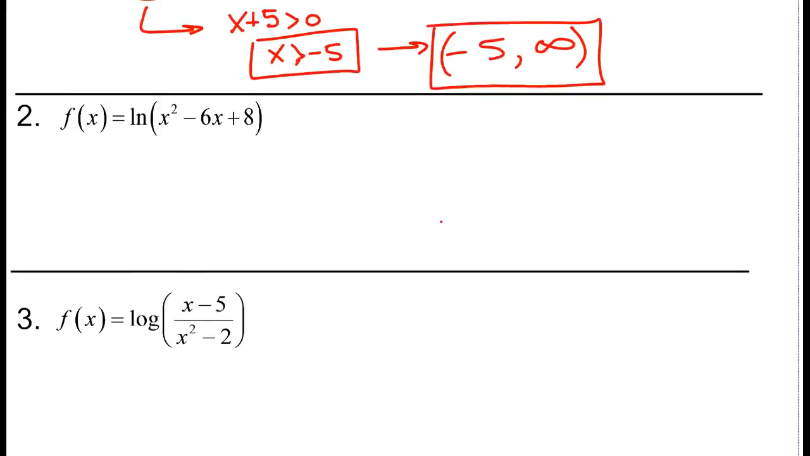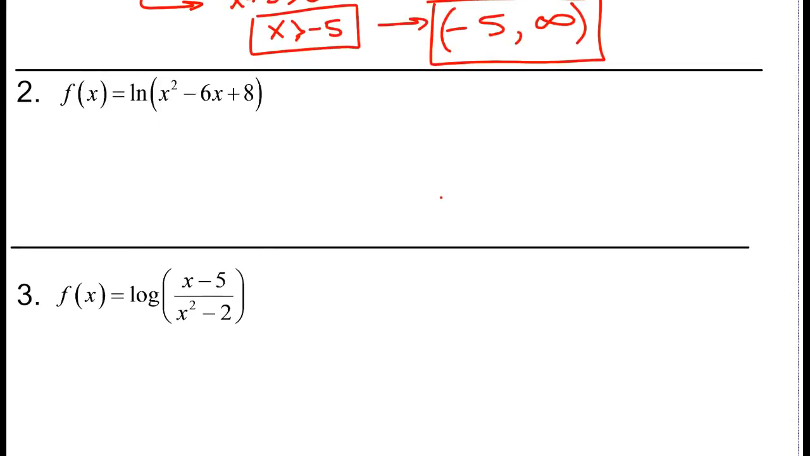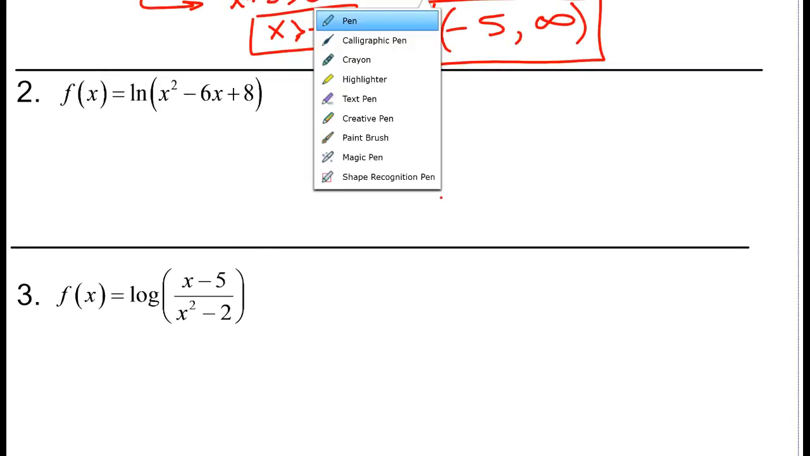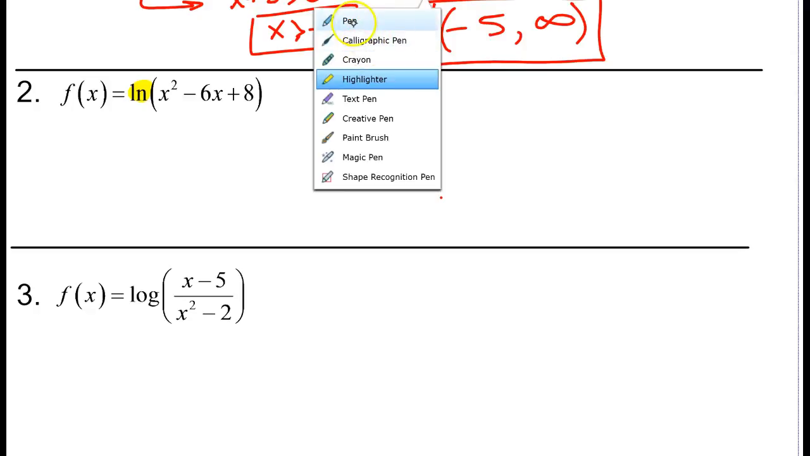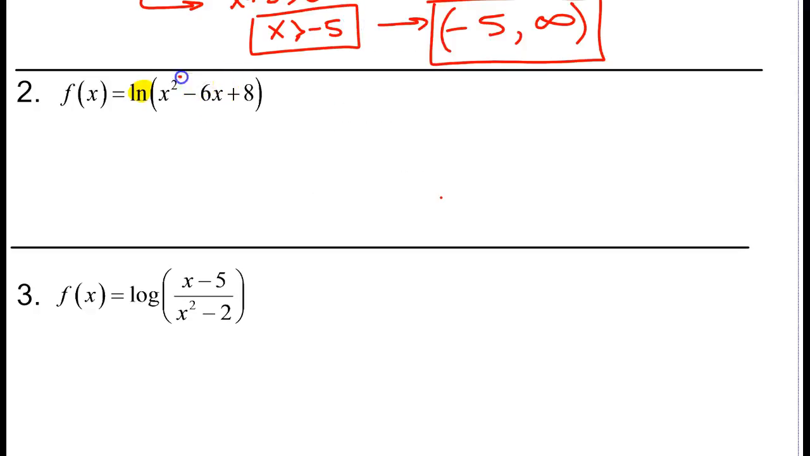f of x equals the natural log of x squared minus 6x plus 8. I know that some of you panic when you see this. OMG, what does ln mean? Well, that means natural log. But again, same rules apply. The input has to be positive. So we're going to take a look at x squared minus 6x plus 8.